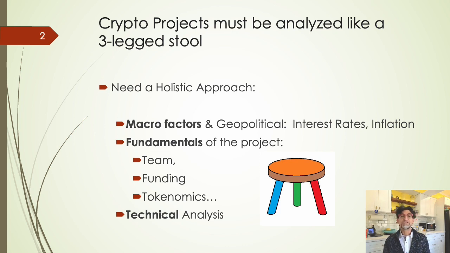What's going on with liquidity, inflation? Then you also need to look at the fundamentals of that project. There are many fundamentals. I'd say I have at least 24 factors that I look at when analyzing a crypto project. Some of these factors include the founding team, funding, what their treasury is like, and tokenomics, for example. And lastly, but not least, I look at technical analysis. I don't focus on this too much because 99% of the people out there focus on charts and technical analysis, so I think you get enough of that from them.